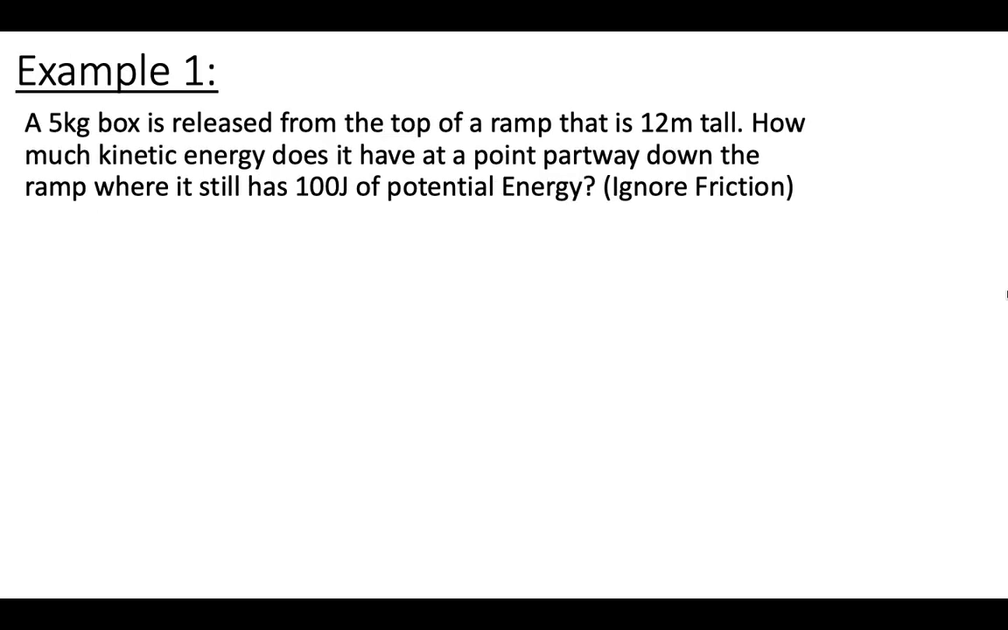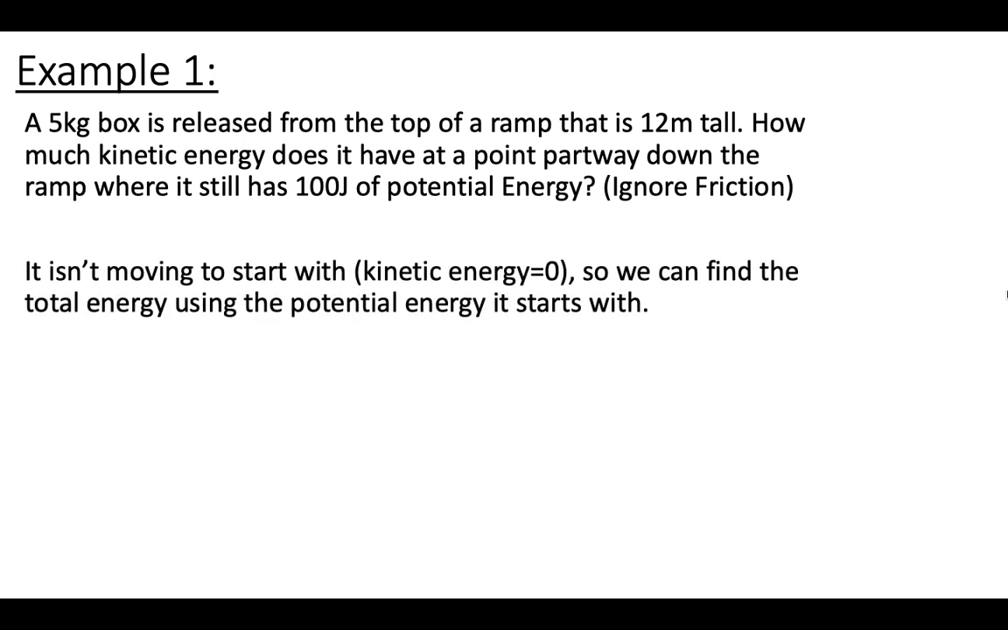Okay, so example 1. I've kind of lined these examples up. This first example is going to be one where you have to use an equation before you deal with the energy. And example 2 will be where you use the equation at the end. So here we go. A 5 kilogram box is released from the top of a ramp that is 12 meters tall. How much kinetic energy does it have at a point partway down the ramp where it still has 100 joules of its potential energy? And for this one, we're going to ignore friction, pretend it's not there.